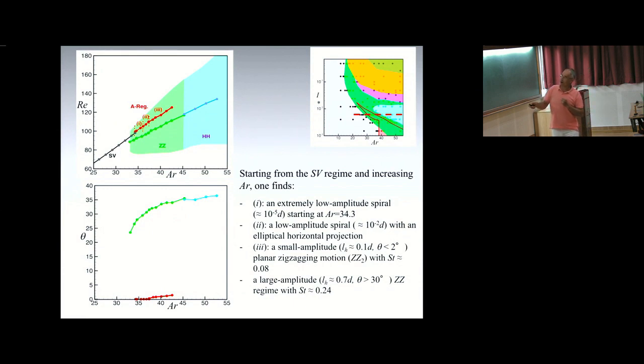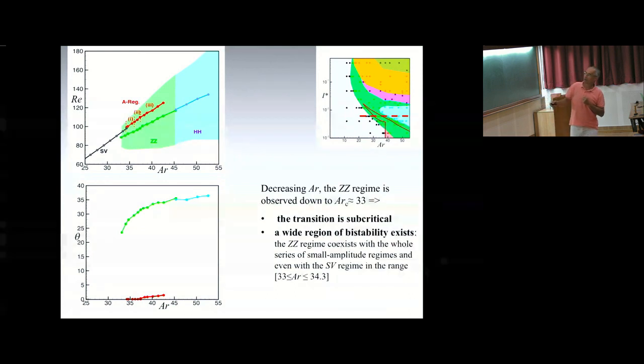But if we are now in this green regime here and decrease the Archimedes number, what we do is follow the large amplitude zigzagging regime down to this point here, which means that all this region from this point to that point here is a region where bistability takes place.